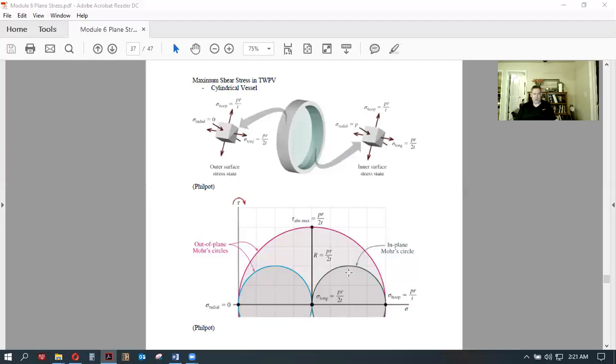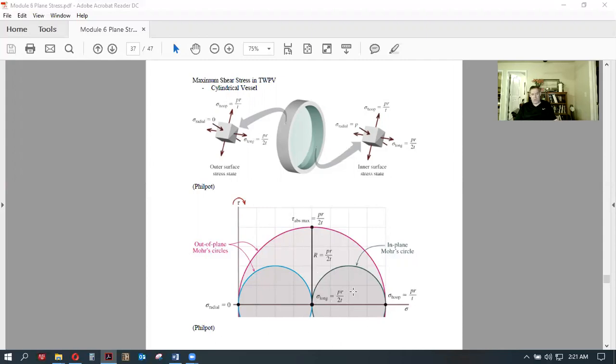And that's what you see with Mohr's circle down here. The little one to the right is the in-plane, or in the plane of the wall of the cross section, or in the plane of the wall of the vessel. And there you've got that hoop stress, PR over T, the longitudinal one, PR over 2T. Remember, that's R in this case instead of being the diameter.